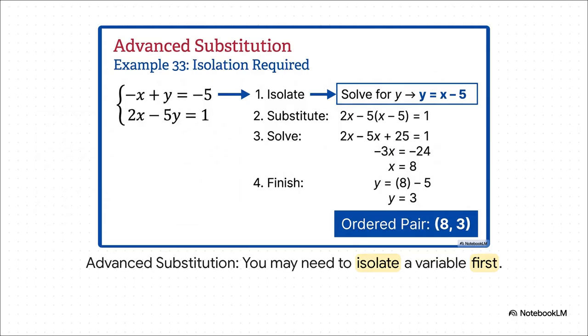Okay, but let's be real, it's not always going to be set up that perfectly for us. In this example, we have to do step 1 all by ourselves. But if you look at that first equation, it's actually pretty easy to get y alone, just by adding x to both sides. That gives us y equals x minus 5. And from there, the process is exactly the same. We substitute this into the second equation, solve for x, and then use that answer to find y. See? The core strategy doesn't change a bit.